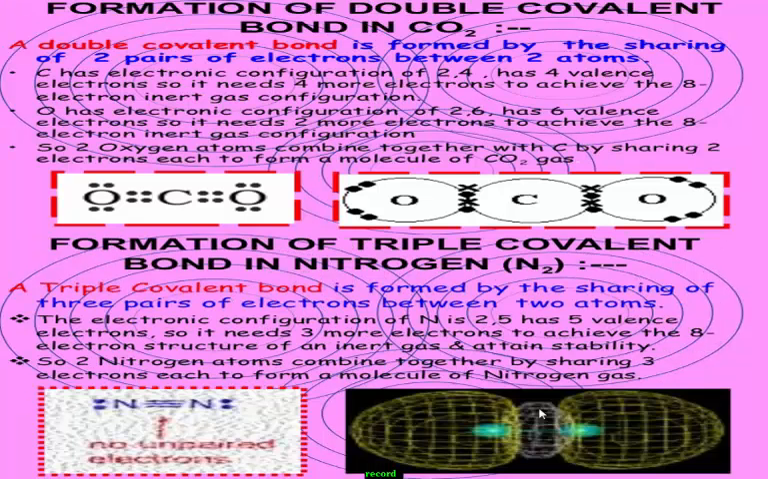Students, similarly formation of double covalent bond. Double covalent bond present in CO2. Therefore, I take one example. A double covalent bond is formed by the sharing of 2 pairs of electrons between 2 atoms.